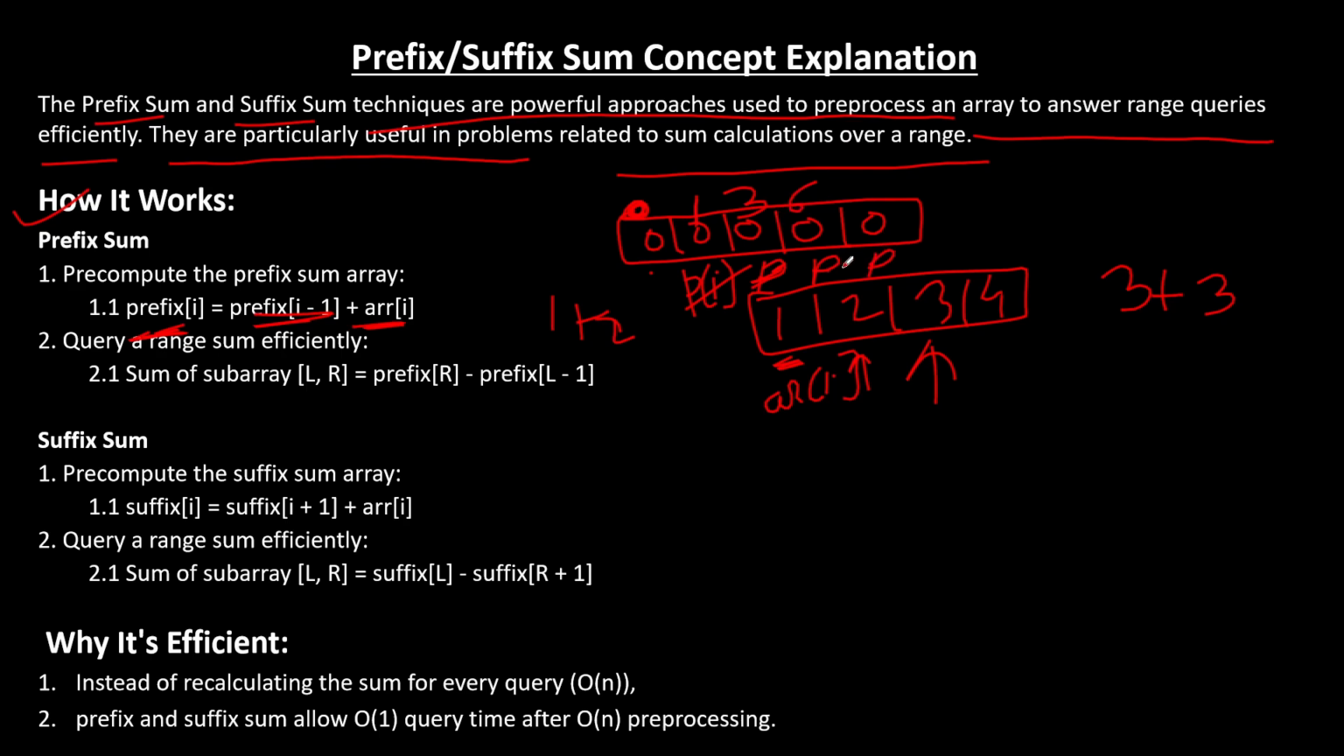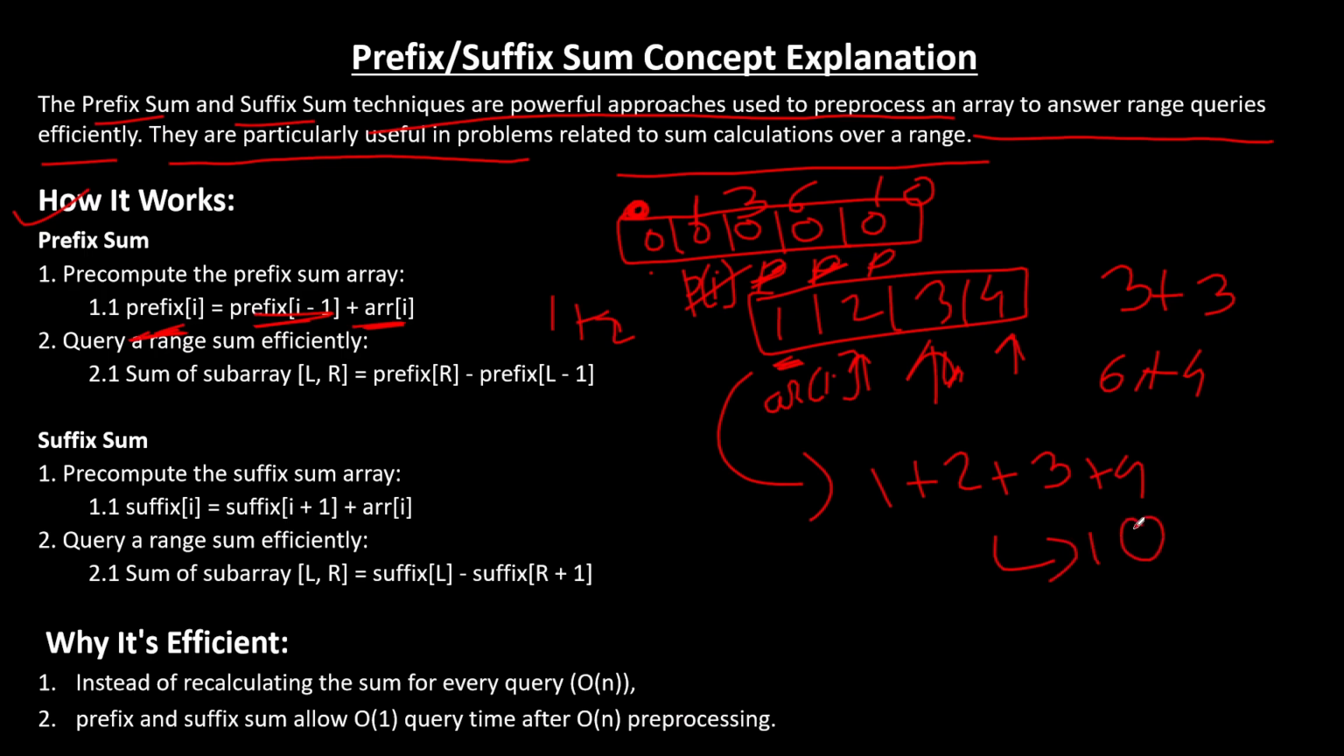Then P moves ahead, this also moves ahead. Now the previous value is 6, right? Plus the current value, which is 4 in the array of I, we get 10. And what is the summation of this array? 1 plus 2 plus 3 plus 4 is 10, right? What did we get at the end? 10, right? This is what a prefix sum looks like, to query a range sum efficiently, sum of sub-array, right? This is one of the example questions which you can take to understand the prefix concept.